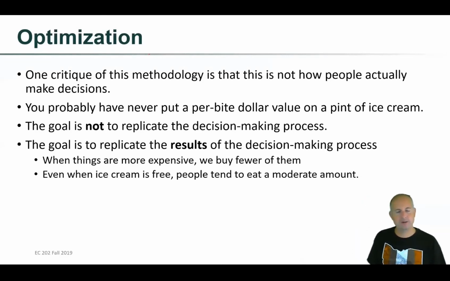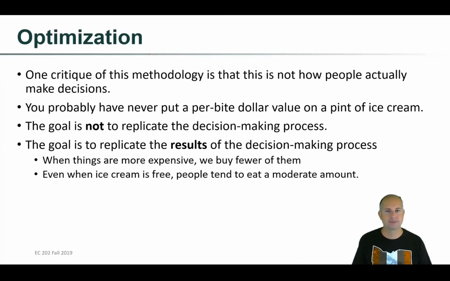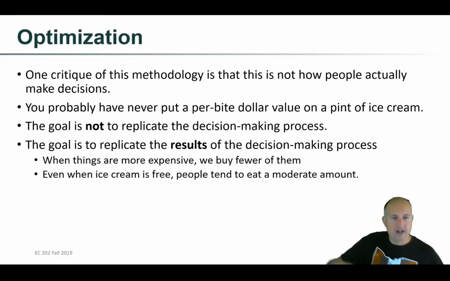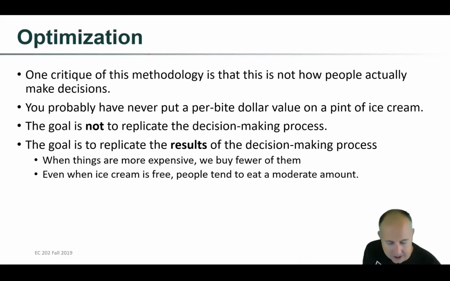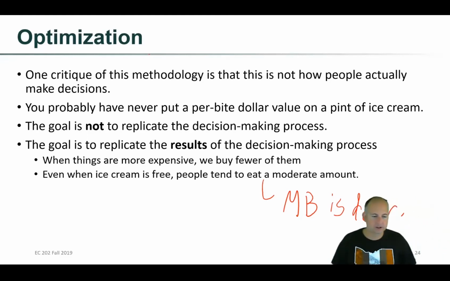So what that means is we notice that when things are more expensive, we buy fewer of them, right? So when the house gets more expensive, we buy less of it. When the ice cream gets more expensive, we're going to eat less of it. And even when ice cream is free, people tend to eat a moderate amount. Why is that? Why is it that when ice cream is free, oh, I like ice cream, why do we not eat all of the ice cream there is? Because marginal benefit is decreasing, which means that eventually you get to the point where having a little bit more ice cream doesn't make you any happier at all. So you stop eating. Now here's a couple of examples I'll show you from the world of economics.